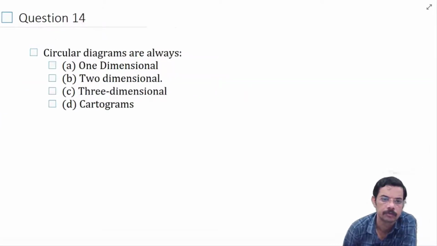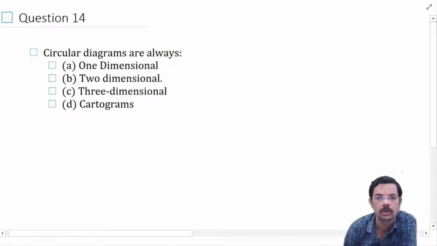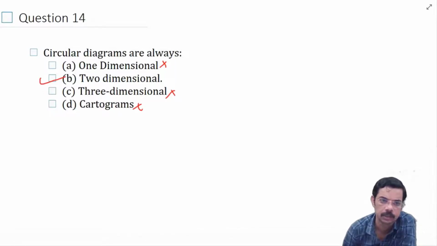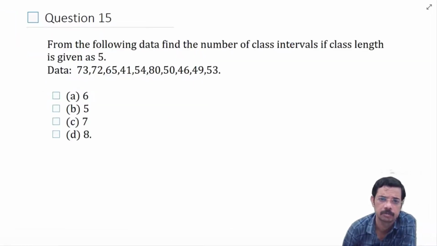Now question number 14. Next question. Circular diagrams are not one dimensional. They are not three dimensional. They are not cartograms. They are two dimensional diagrams. Okay. Next, question number 15.